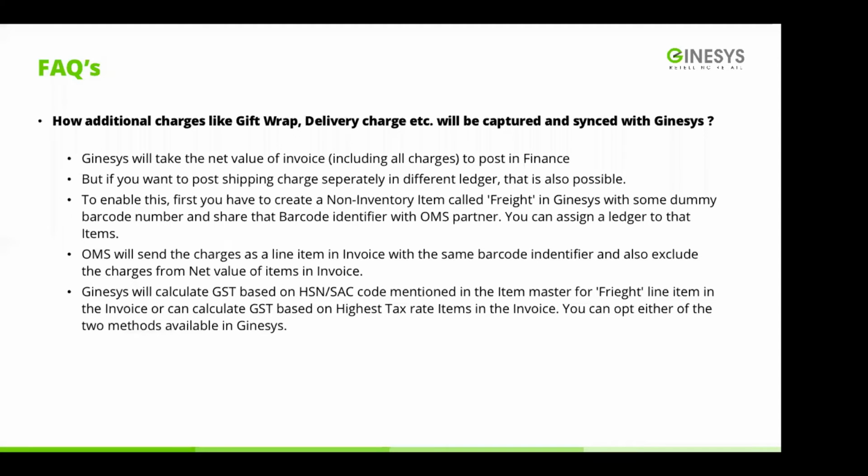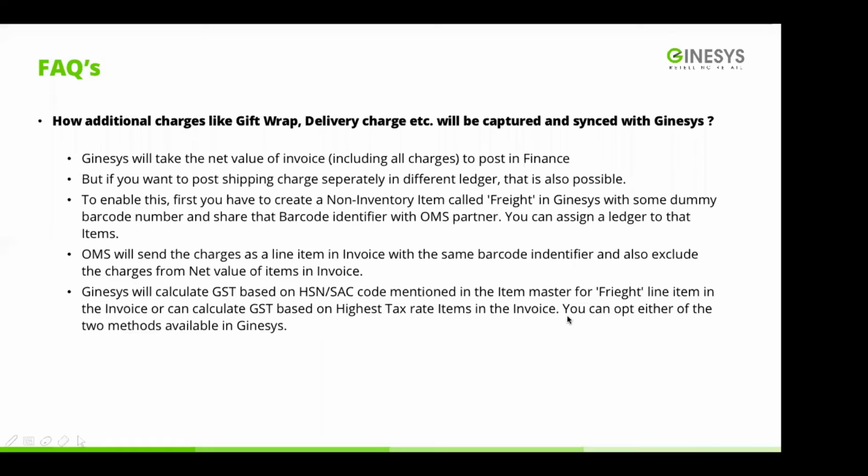So in this way, you can easily segregate the ledger posting in Ginesys, or also you can post it in a consolidated way like before. And how will the GST be calculated on this freight? There are two ways of calculating GST on the freight line item. One is based on the GST tax rate available in the Ginesys tax definition. So whether you have 18% GST or 12%, whatever you defined in your HSN master, you have to give an HSN number in that item. Based on that, tax will be picked.